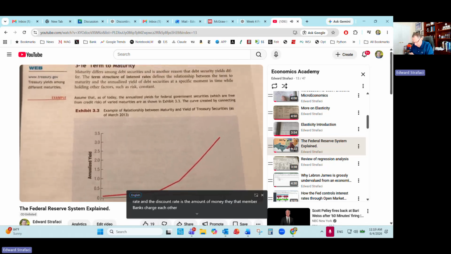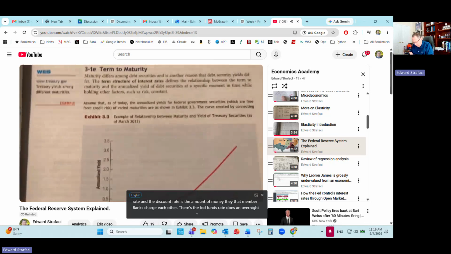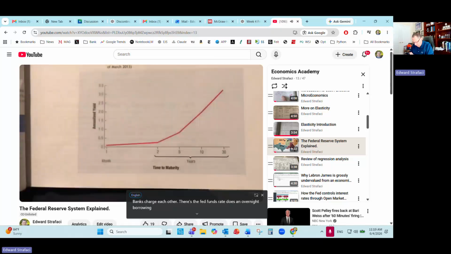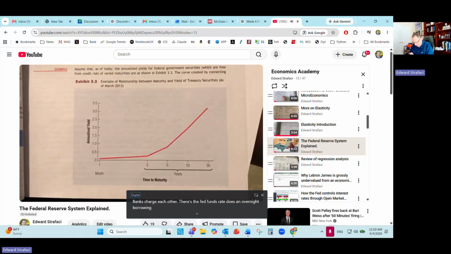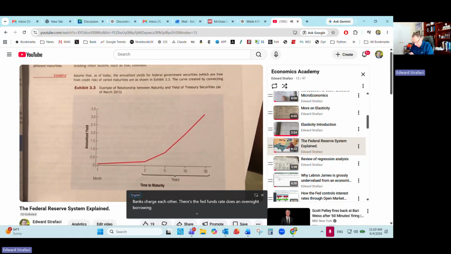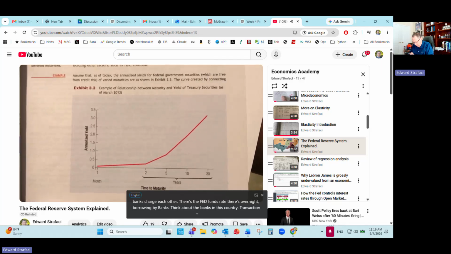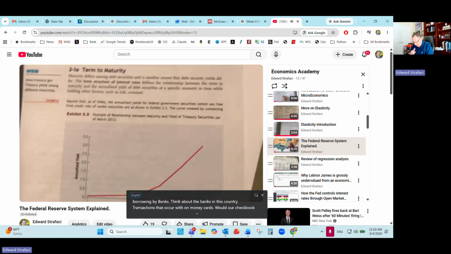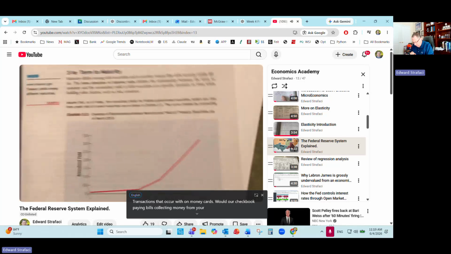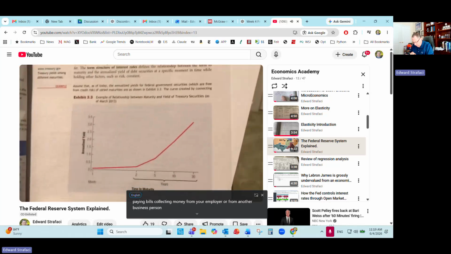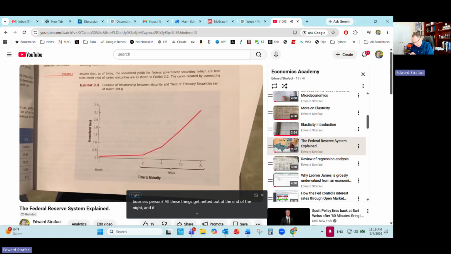Think about the banks in this country as having these big checkbooks, and at the end of the day, all of the transactions that occur with our money cards, with our checkbook, paying bills, collecting money from your employer or from another business person, all these things get netted out at the end of the night, and if a bank needs money, they're able to borrow it from the Fed or from other member banks.